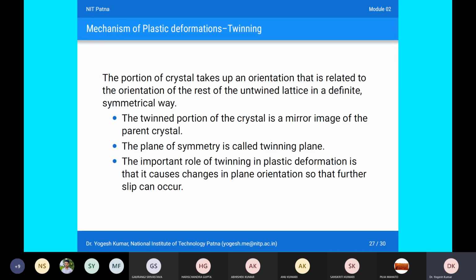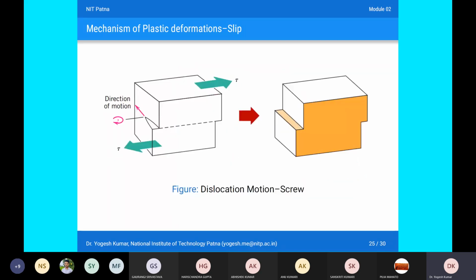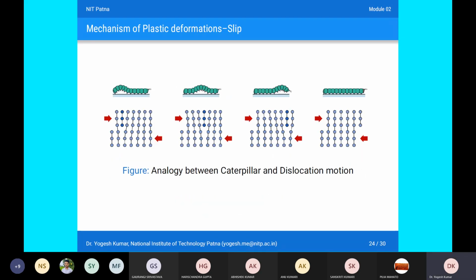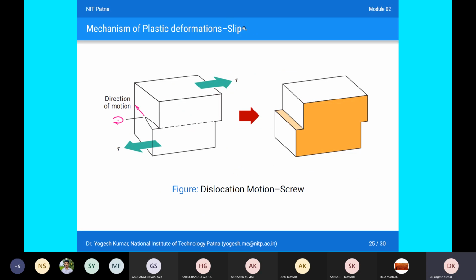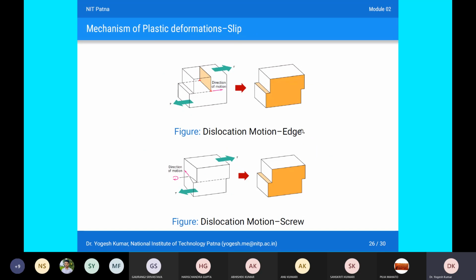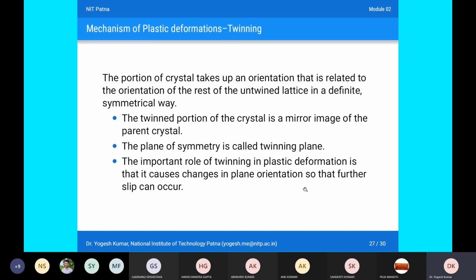Okay, I will finish quickly. There is one more thing. We have talked about slip. Okay, it was correct. Actually, by mistake I told you that the heading is incorrect. The heading is correct. So under slip there are two types, that is edge and screw.